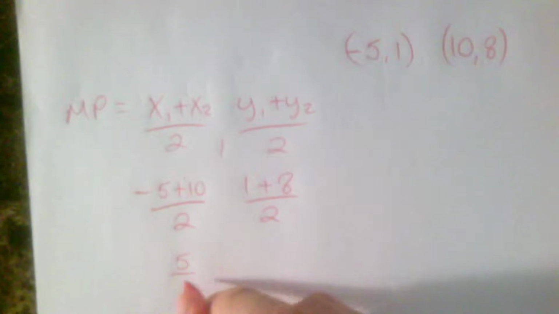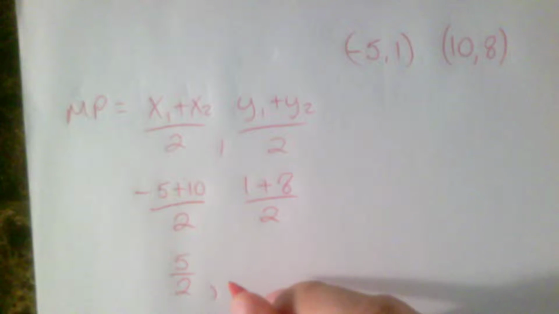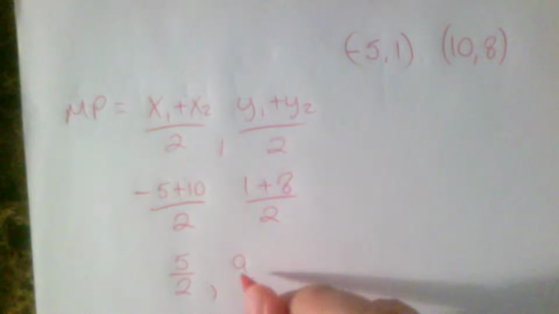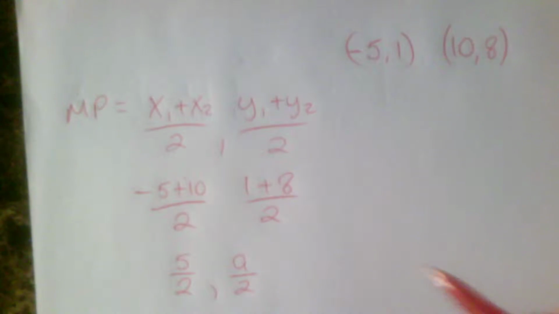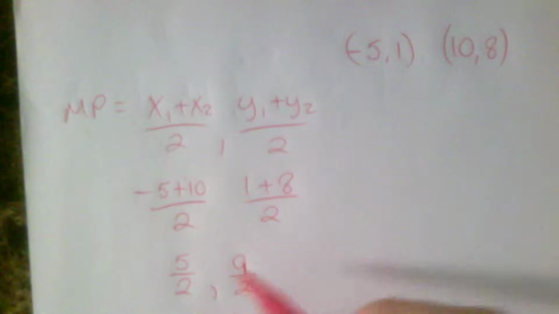So this is going to be 5 over 2, or 5 halves. You could put this as a decimal. So if you wanted to put 2.5, that's fine too. And then 9 over 2. Just like that. Again, if you can simplify your fraction, please simplify them. These two are already simplified, so we'll just leave our answer like that.